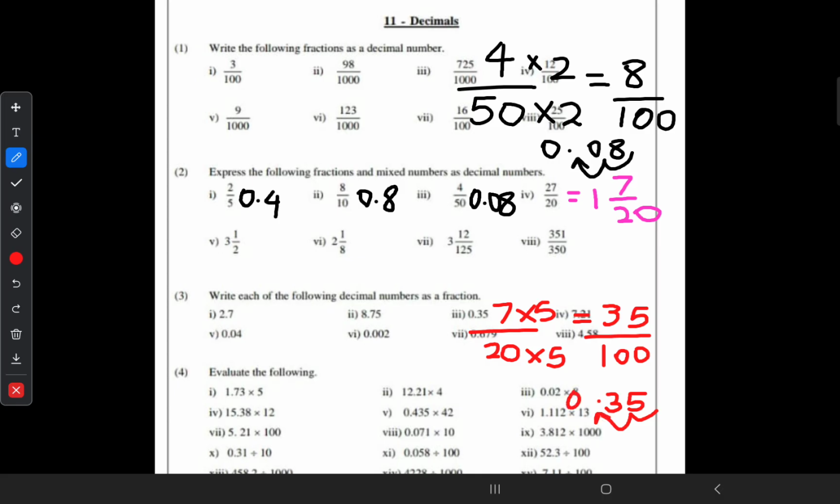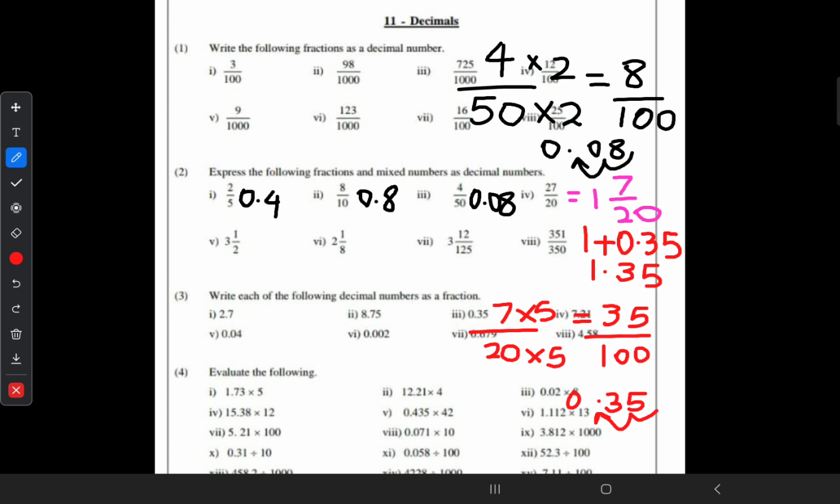0.35. So in this case, it should be 1 plus 0.35. Don't change this full part. That is a full number. You can keep it as it is. You should convert only your fraction to a decimal one. That will become 0.35. When you add 1 plus 0.35, that will become 1.35 in this case.